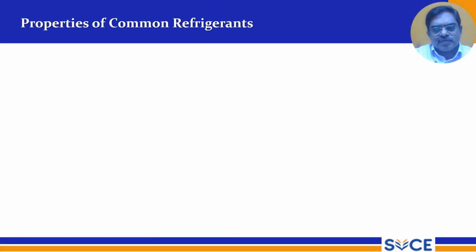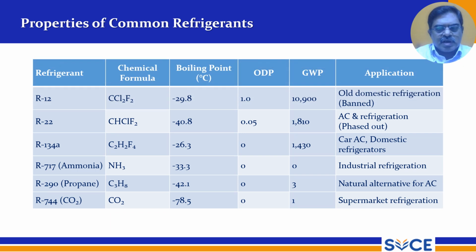So properties of common refrigerants. Students, I have made a table. This will give you a fair idea on this. R12, the chemical formula is CCl2F2. The boiling point is minus 29.8 degrees Celsius, and ODP is 1, GWP is very high, that is 10,900. So in domestic refrigeration, it is almost banned.